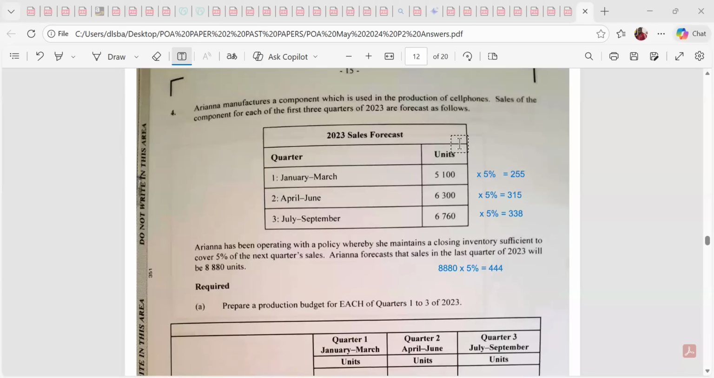So this is how you have to think, right? You're trying to think about how much do I need to produce for this quarter. That will be based on how much inventory you already have, how much you plan to sell, and how much you need to hold as closing stock or closing inventory.